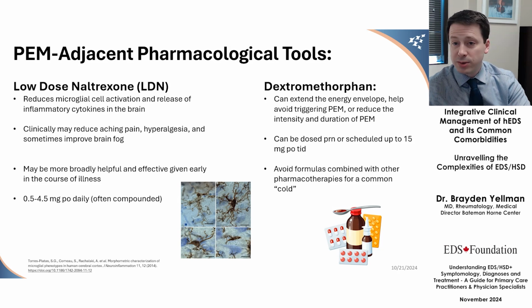And then we also use dextromethorphan. This is just over-the-counter dextromethorphan without other cold medicines in it. This can sometimes extend the energy envelope, help patients avoid triggering PEM, or reduce the intensity and duration of PEM. We can go up to 15 milligrams dosed 3 times a day. Some people just use it as needed when they hit a point where they feel like, oh, I've definitely crossed that threshold, I'm going to end up in PEM soon. It can sometimes stave that off or make that much less intense or shorter in duration.